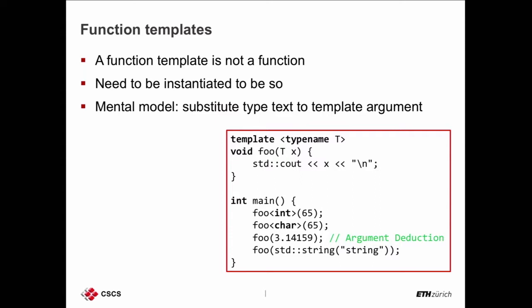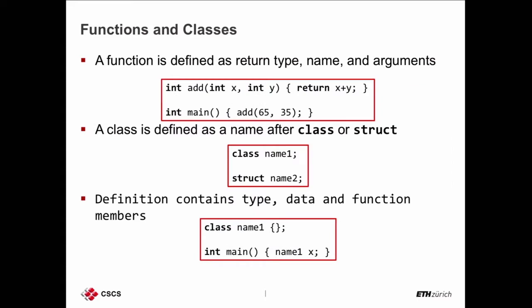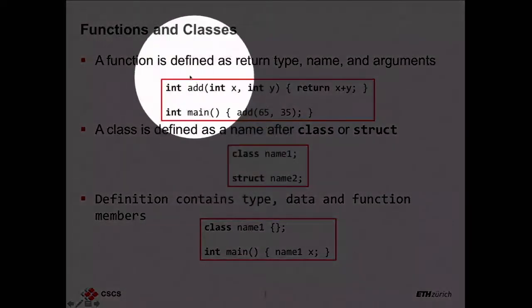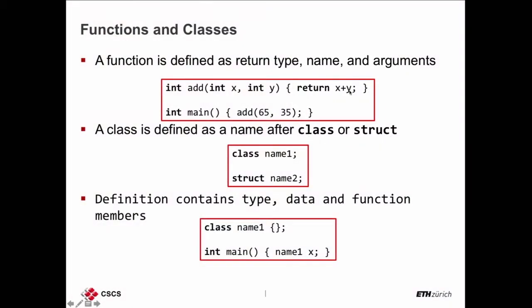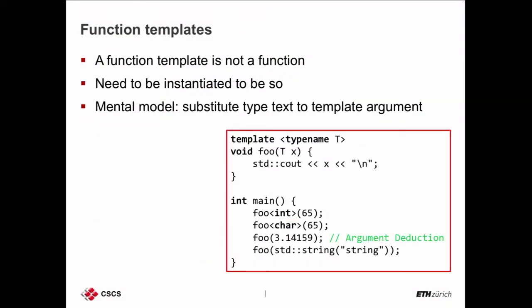So a function template is not a function, right? To be clear. So you have a function. It takes two integers and adds them and returns x plus y. A function template is not a function, it's a template. So it's something that you use to construct a function. In order to become a function, it needs to be instantiated.